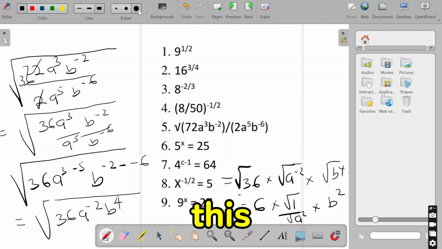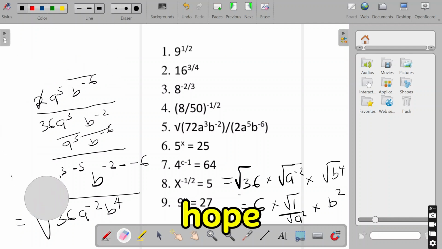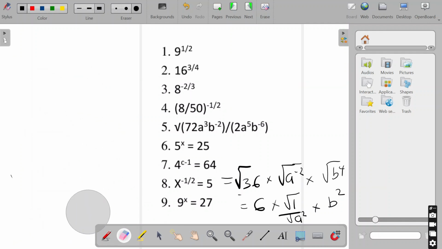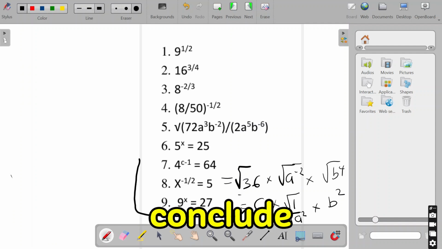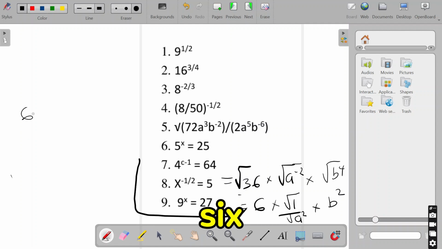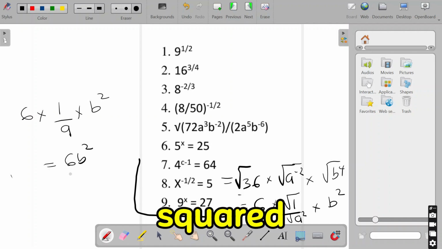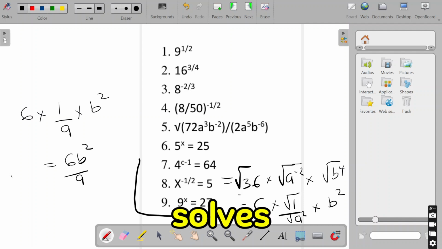So I'll conclude this part here. Hope you are following along. So from here, I'll be coming towards this side to conclude it. So this becomes 6 times square root of 1 is 1, square root of a squared is a, times b squared. So this becomes 6 times 1 times b squared is 6b squared over a. So that solves it. That is our answer.